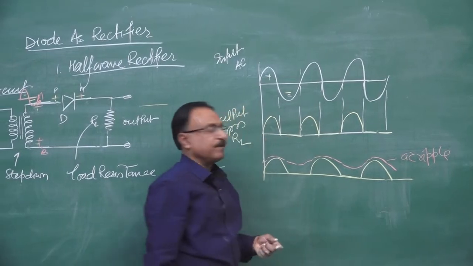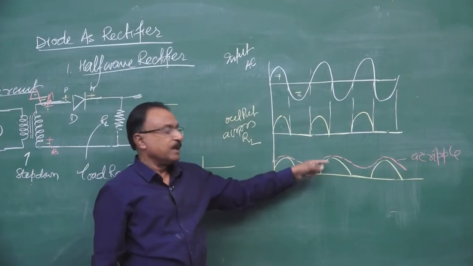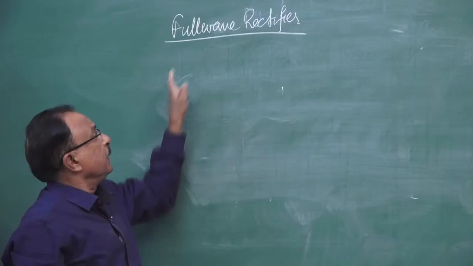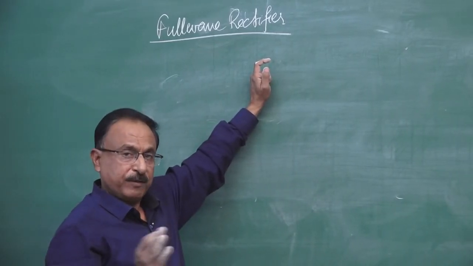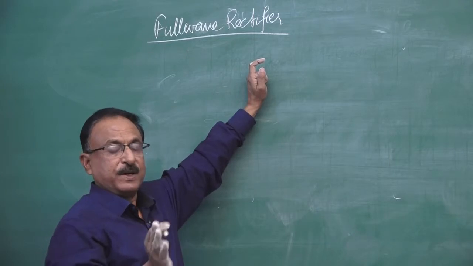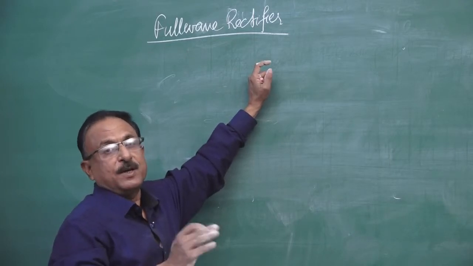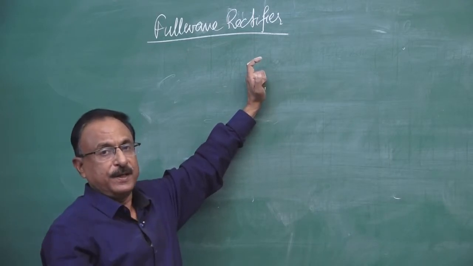The component of the fluctuation present in the output is called AC ripple. Now, full wave rectifier, as I told you, is a rectifier which converts AC into DC, but this time it is for the full cycle of AC.